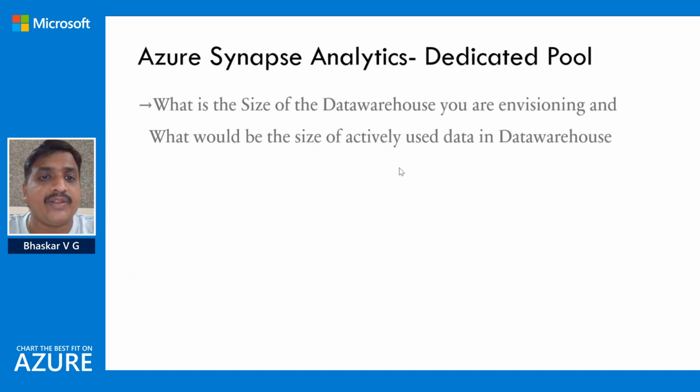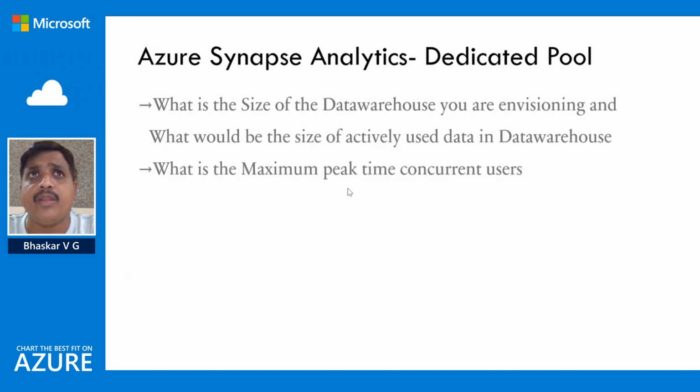So we should understand what is the size of the data warehouse you are envisioning and what is the size of actively used data in your data warehouse. These are required to save the cost on storage associated with the dedicated pools. Let's say, for example, I have 100 terabytes of raw data. I may not intend to move the entire data to Azure Synapse dedicated pools. I may archive or purge the unused or unwanted data so that I can save the cost on Synapse dedicated pools.